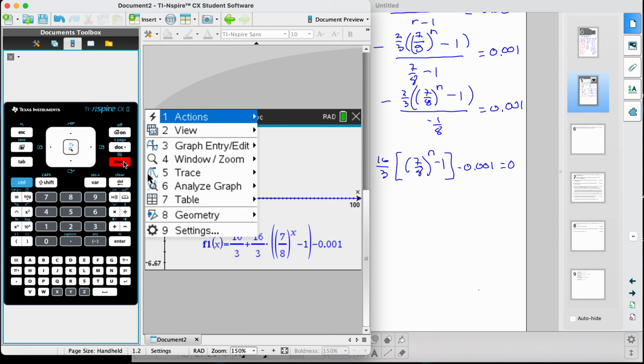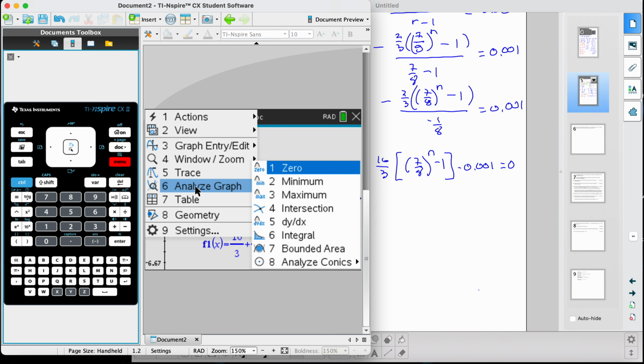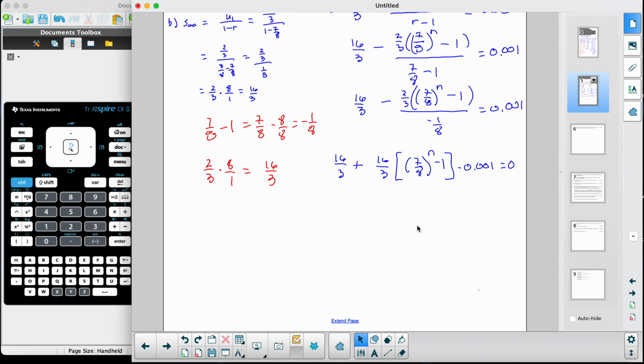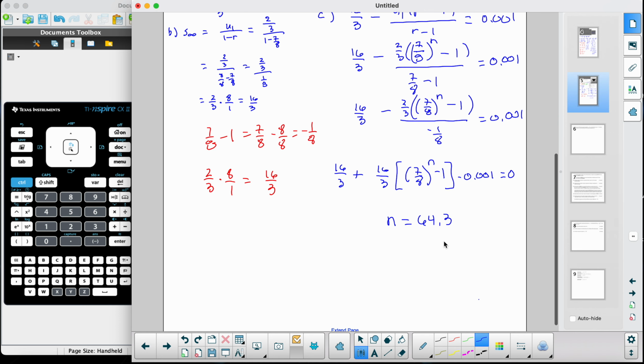So menu, hopefully analyze graph, find the zero, and there it is. Look at that, 64.3. Okay, so we've got to interpret that. So n is equal to 64.3. Now that's what this value is, but we know a term number can't be a decimal, so we have to interpret this, right?